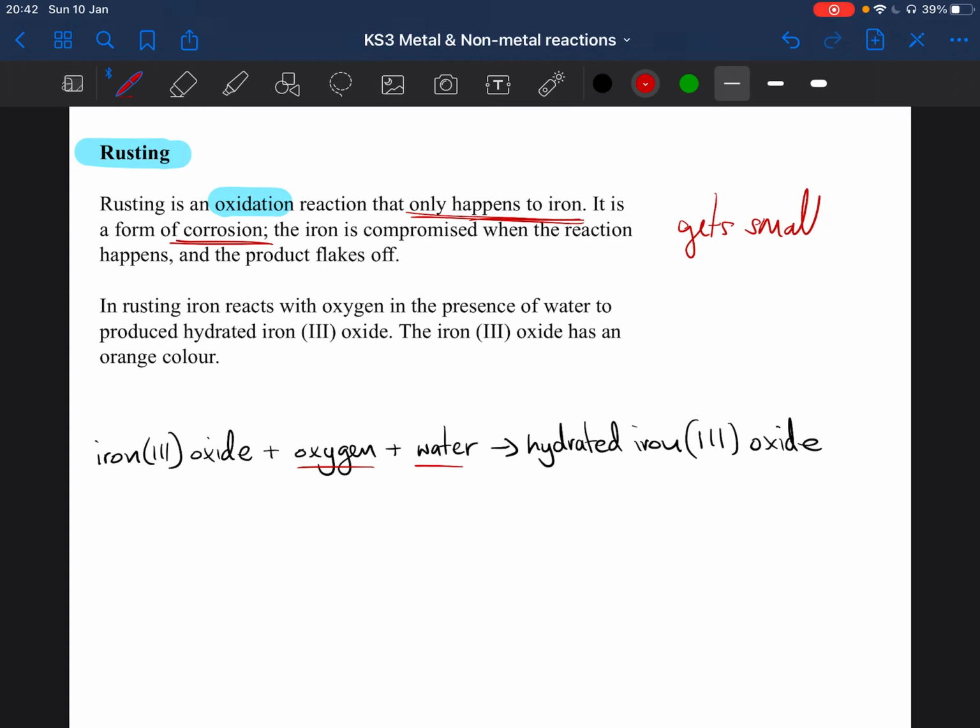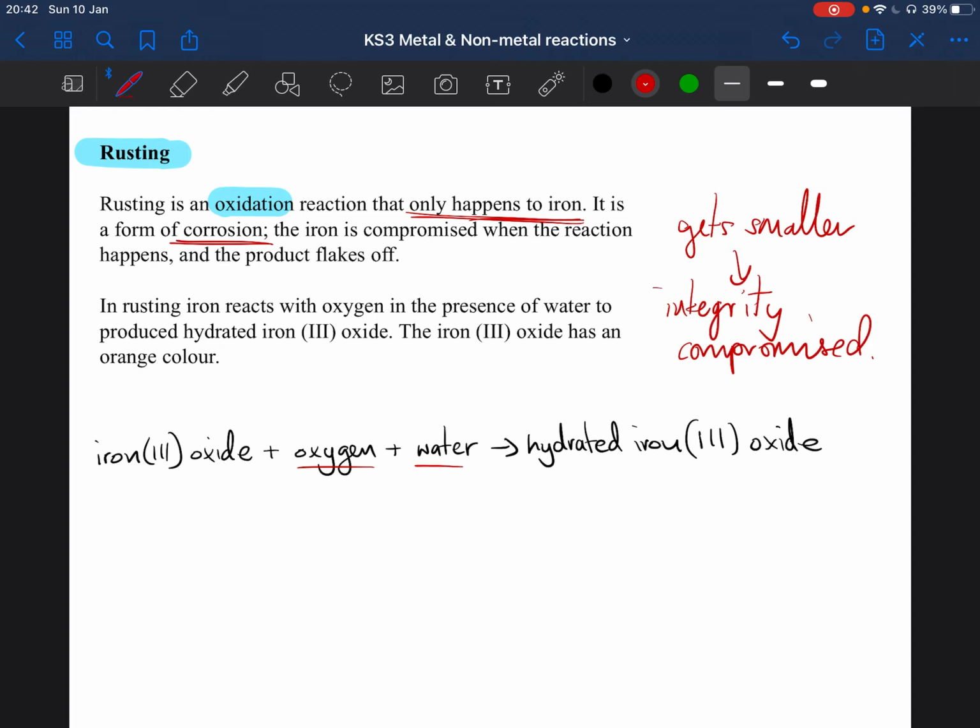And as it gets smaller, its integrity is compromised. And what that actually means is it starts to break and become more brittle and fall apart. And so if you were using iron for, say, a fence or something like that, your fence would become very soft and easily broken, which is obviously not what you want from a fence.